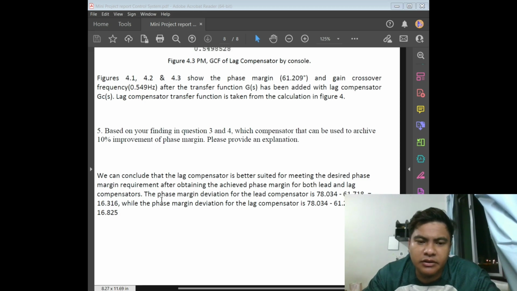The phase margin deviation for the lead compensator is 78.034 minus 61.718, which gives 16.316, while the phase margin deviation for the lag compensator is 78.034 minus 61.206, which gives the result 16.825.